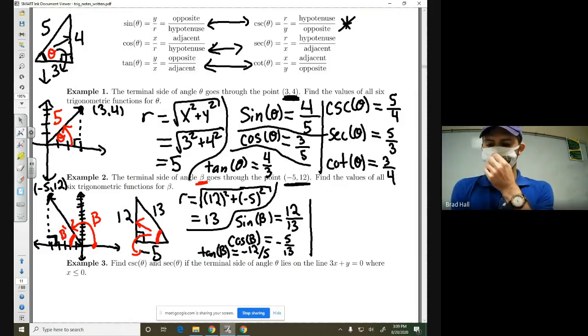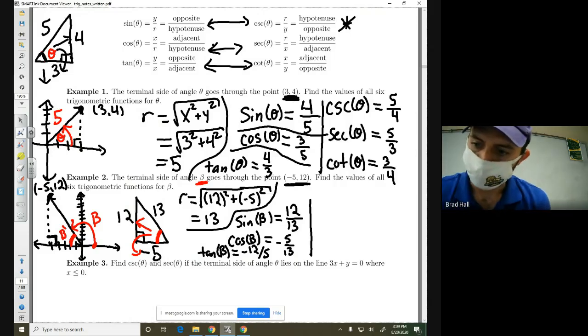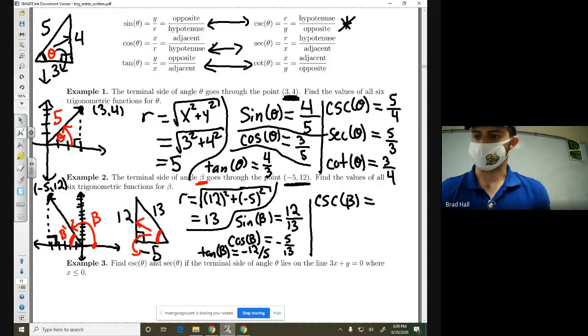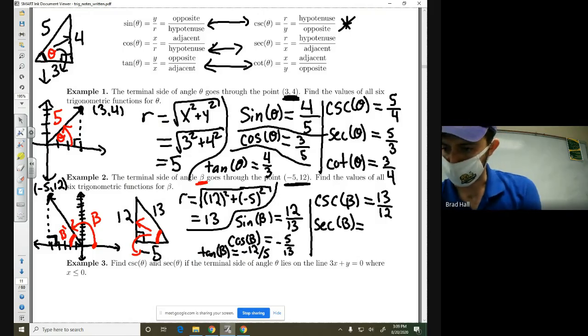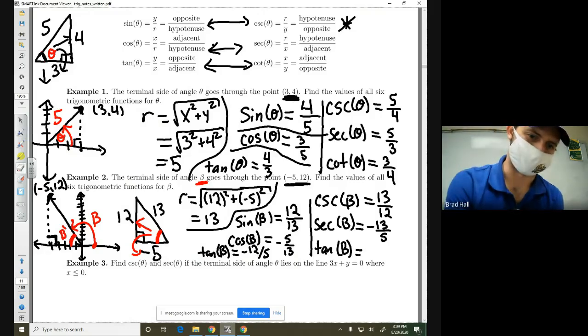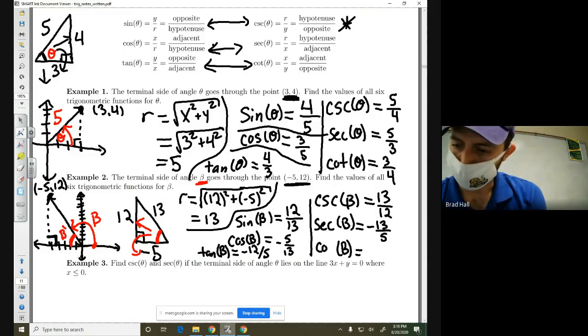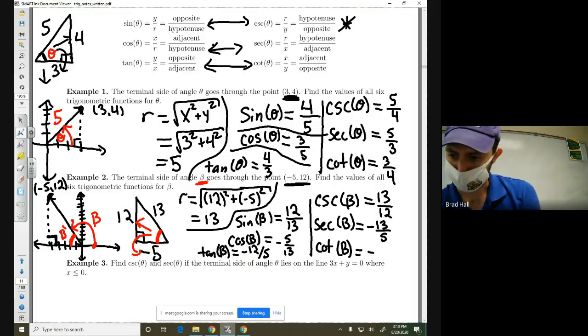So what is the reciprocal of sine? That's cosecant. We can find cosecant of beta by taking whatever sine was and flipping it. So 13 over 12. But then what about secant? Well, we take whatever cosine was and flip it. And then tangent. We'll try that again. Cotangent, it's different. Cotangent, we take tangent and we flip it.